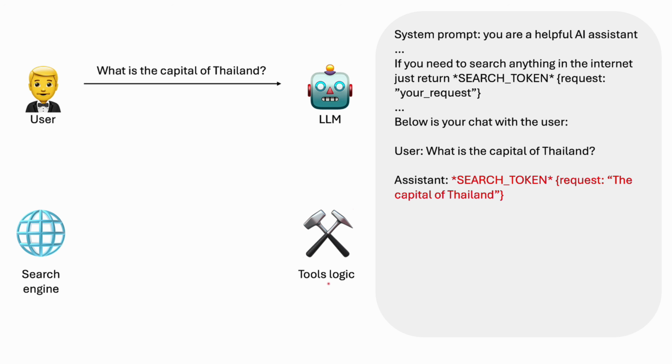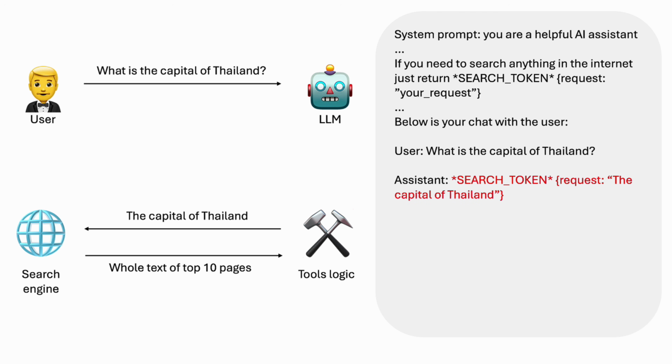So this tool logic is not the LLM, it's just simple code that parses text generated by the LLM, and if it finds some special tokens, executes some logic written in this code. In our case, this logic says to send a text request to the search engine, and this text request is the capital of Thailand. Then the search engine, it can be Google, Bing, whatever, makes some search and generates some search results.